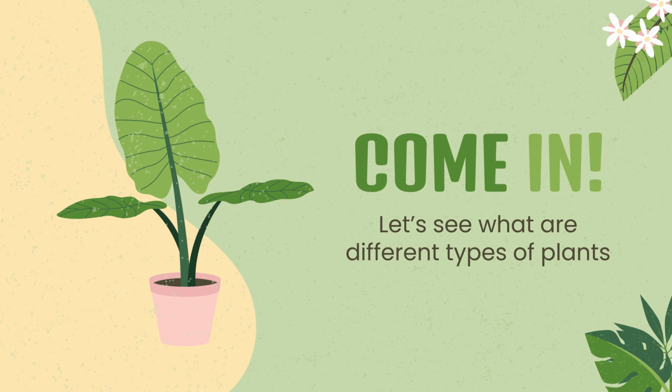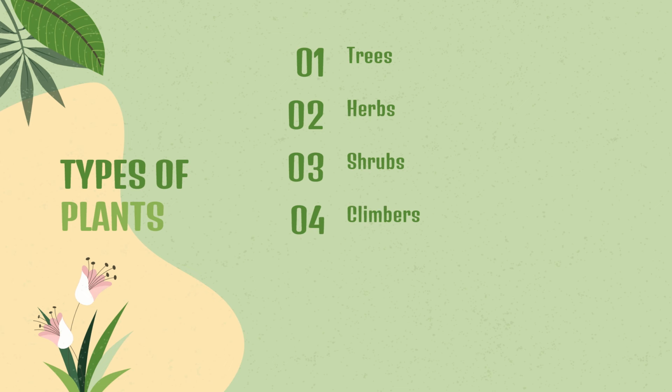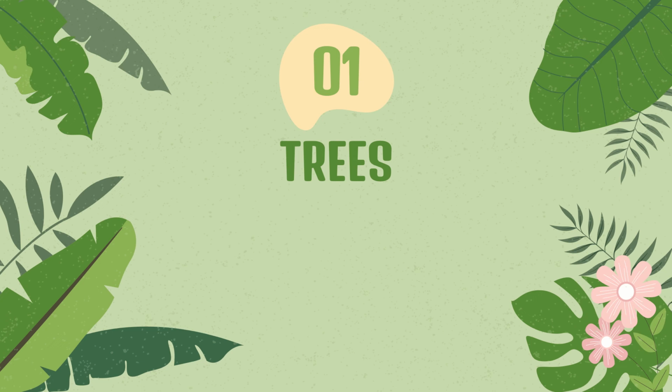So let's see what are different types of plants. First one is trees. Then is herbs. Third type is shrubs. Fourth type is climbers. Fifth type is creepers. So there are five types of plants: trees, herbs, shrubs, climbers and creepers. So what are trees? Let's understand one by one.